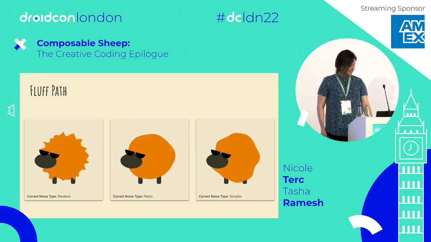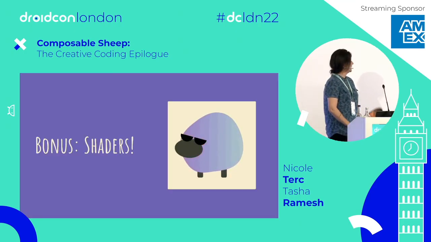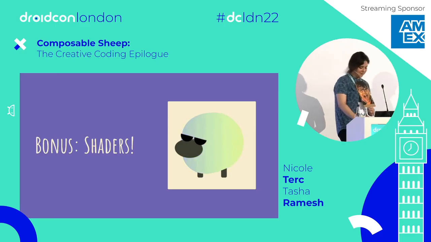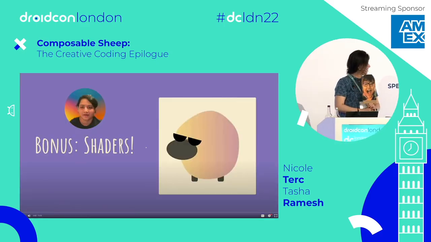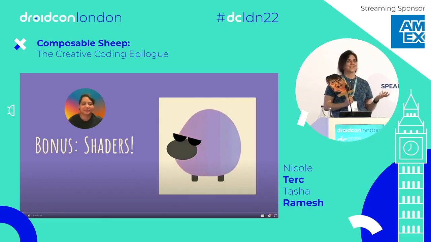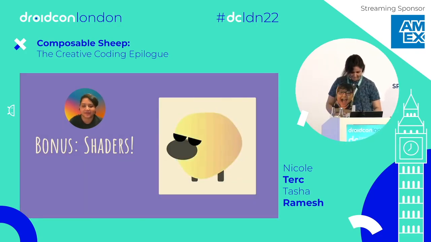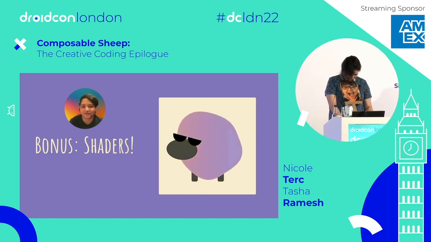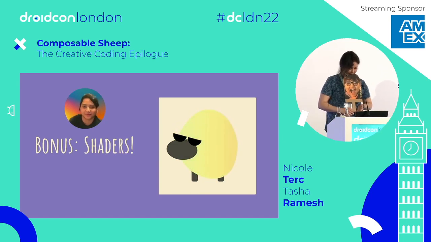Great. But this is all you need. Noise and everything. So let's go to a small, little extra topic that we were not going to cover, but let's see how it goes. Shaders. No creative coding talk would be complete without even the slightest mention of shaders. Since Android 13 has been making its rounds, we're going to dip into shaders just a little bit and take a quick look at how to use them with the help of our trusty sheep, of course.